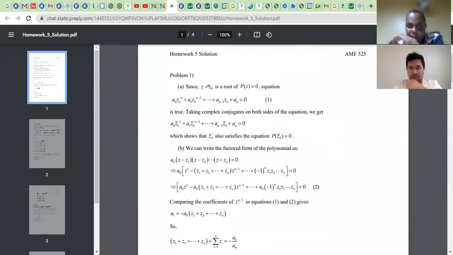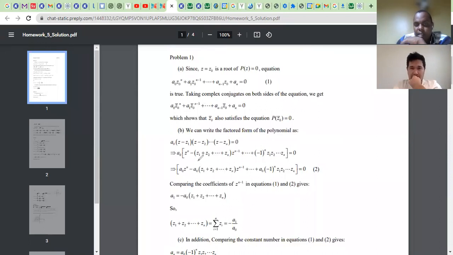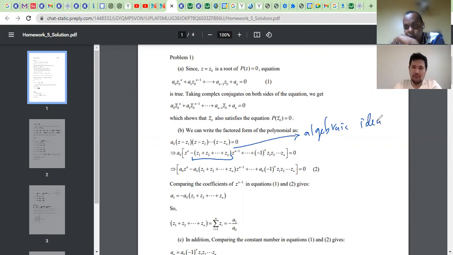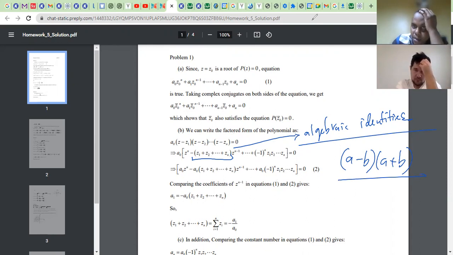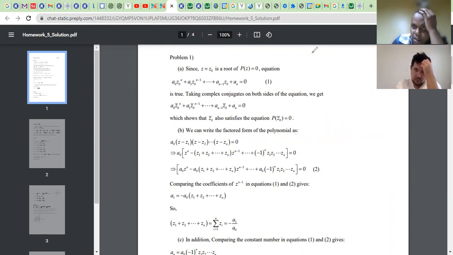So I guess the only thing we need to do is figure out this, and this is actually based on algebraic identities. I'm going to look up the expansion of n-dimensional algebraic identities. For example, a minus b times a plus b is a simple algebraic identity. So there must be another identity that's going to help us through this one. We will look it up soon.